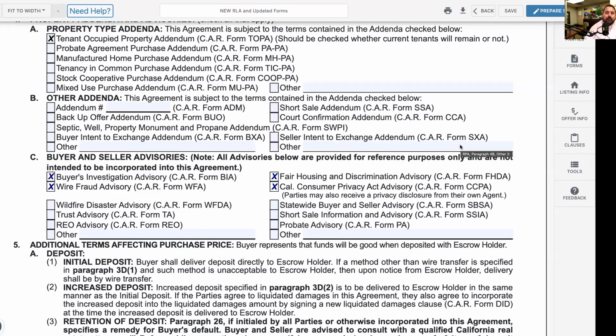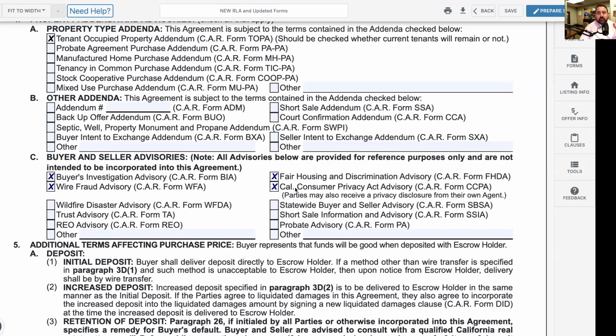Now, most of the time we're writing an offer, right? We're not going to attach the seller's intent to exchange, because it's the reverse of the buyer's, which is saying this seller that we're writing an offer on is going to be exchanging into another property. That would be their responsibility to send us because we don't know the terms and we don't know the condition of that exchange. So the chances of us checking that off to submit an offer, probably not going to happen, okay? And then we have all the buyer and seller advisories that are available to come with the property.